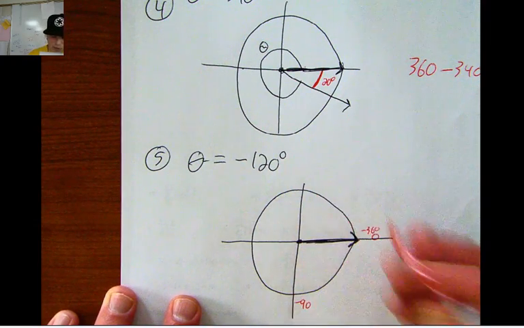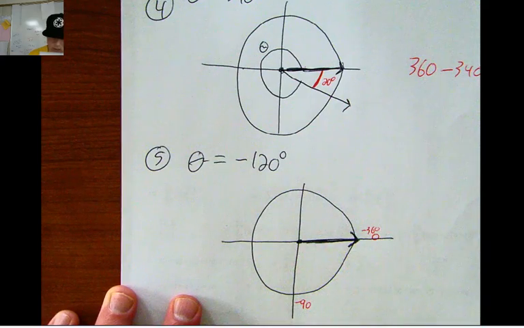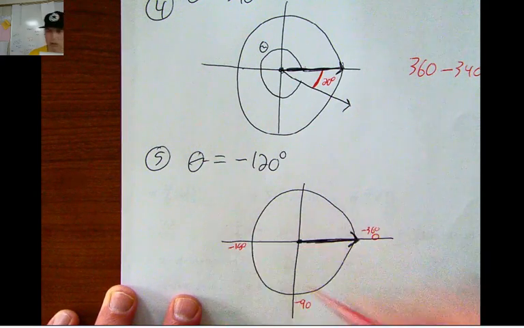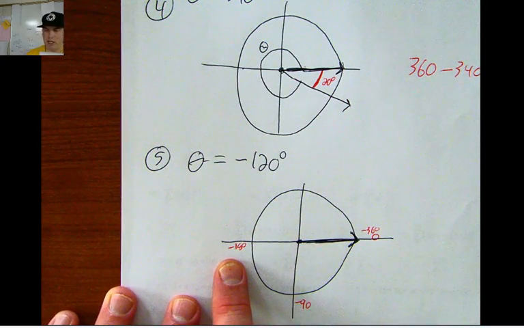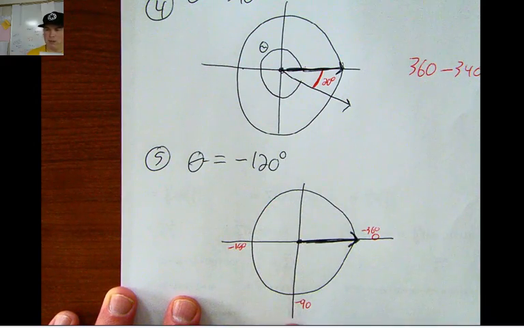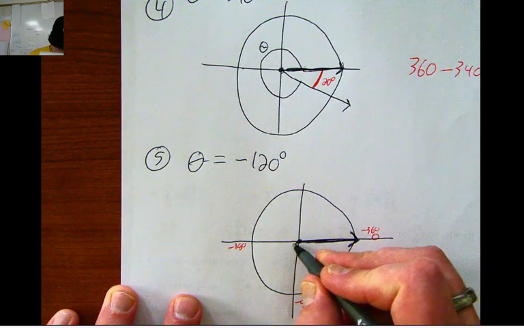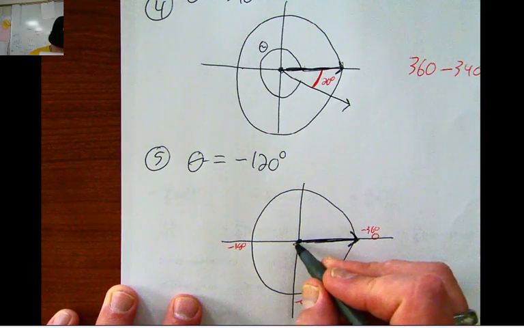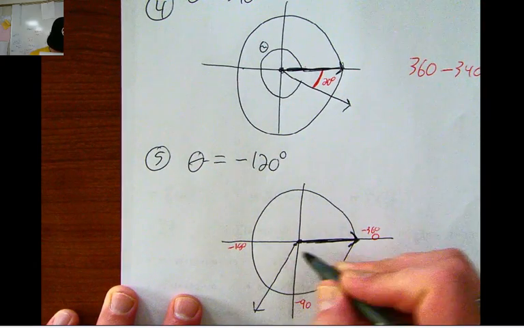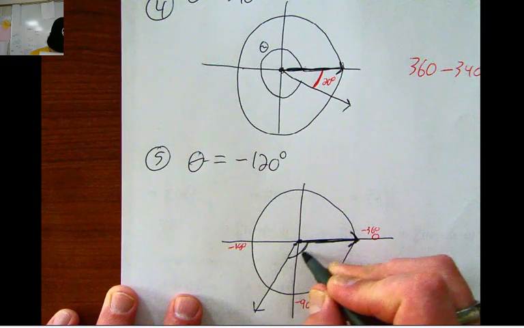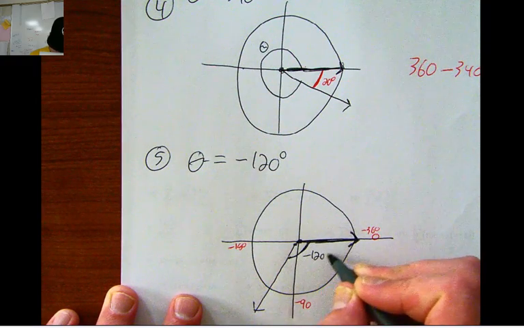So negative 120, I'd have negative 180 on the side. So negative 120 is going to be somewhere between negative 90 and negative 180. A little bit closer to the negative 90 side. And when we close this up, we have negative 120 degrees.